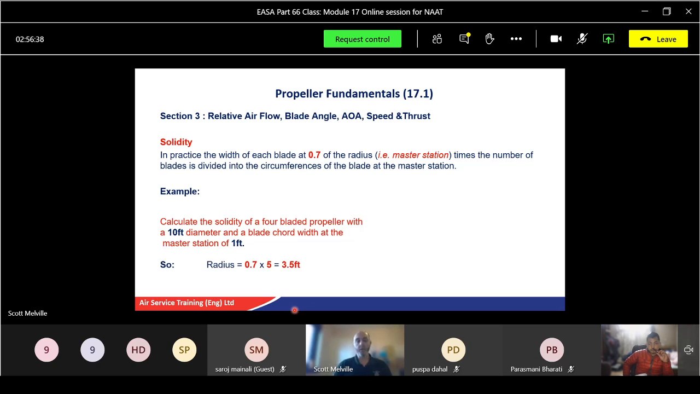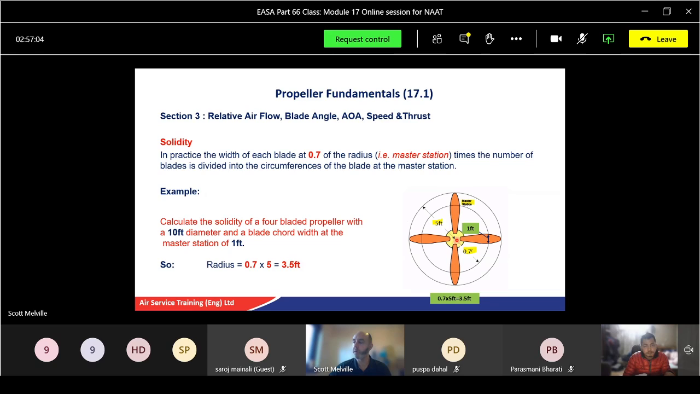We need to calculate the radius first. Now the radius, using a standard number of 0.7. So 0.7 times the radius. Well, if it's given us the diameter, which is 10 feet, then the radius must just be 5 feet. So the radius of the blade multiplied by 0.7 gives us 3.5. That's one answer we need first before we put it into the rest of the equation. You can see there, the 0.7 is taken from the centre to the master station area. That's where we get the 0.7 from.